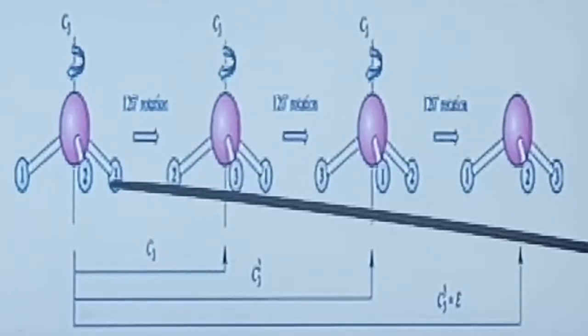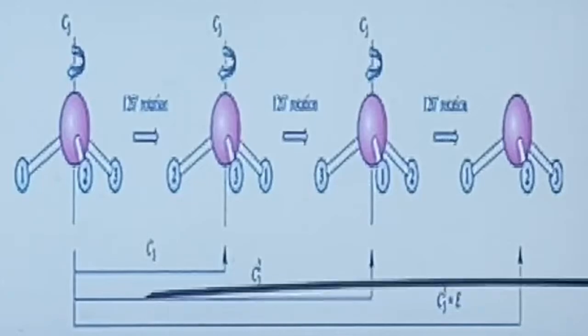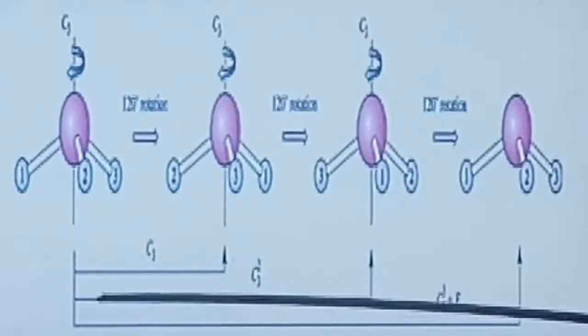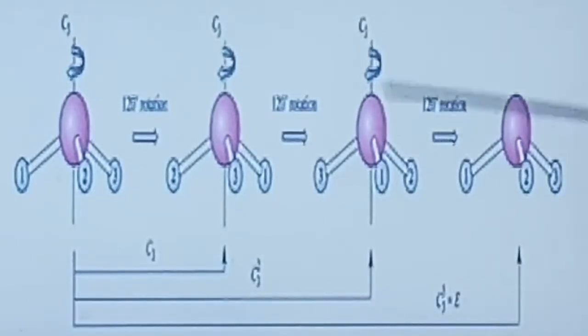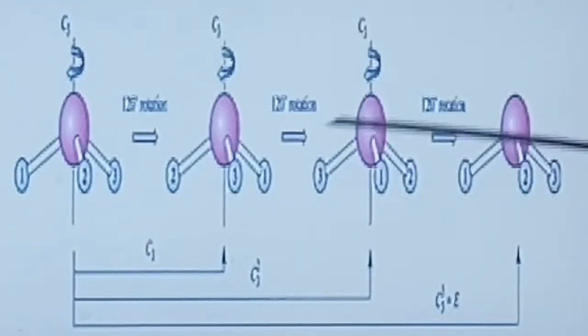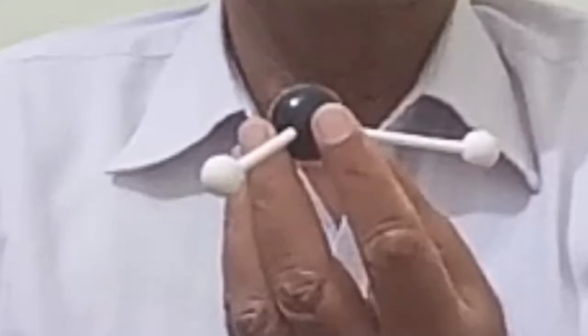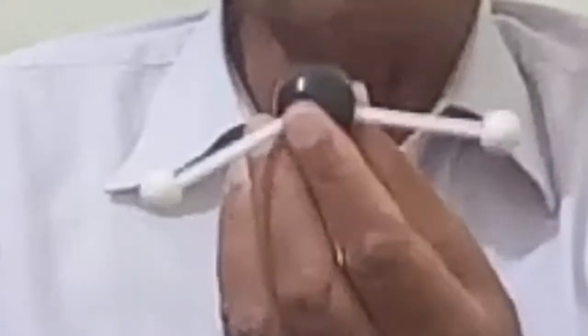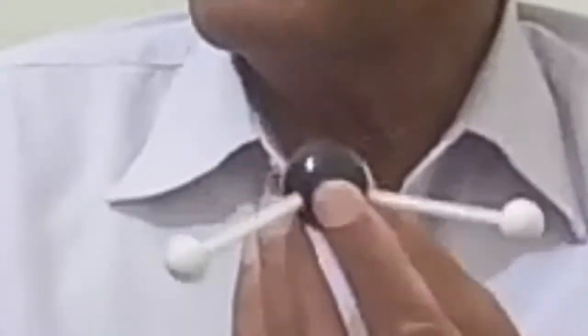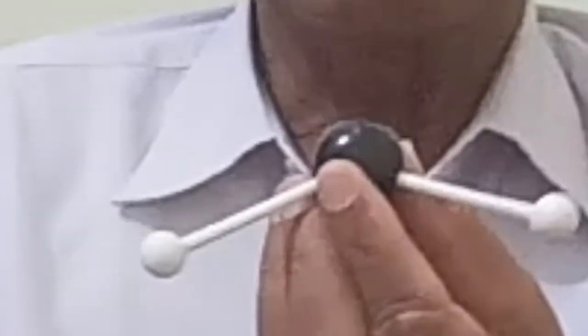Now this is C31, this is C32, and this is C33, that is, the original orientation. So this is the rotation of the ammonia molecule in this structure. We again explain this ammonia molecule, that is, successive C3 operations in a pyramidal molecule.